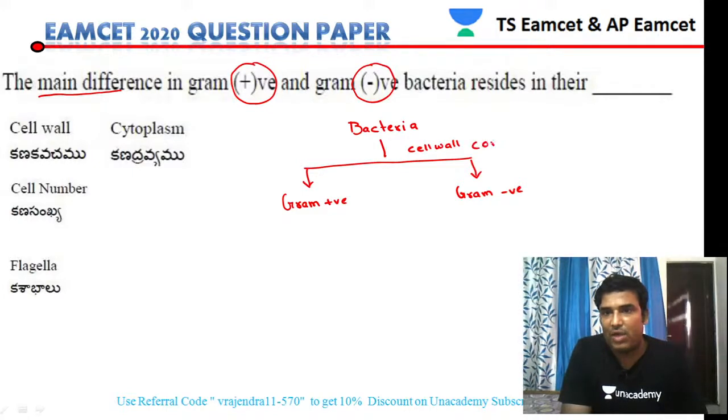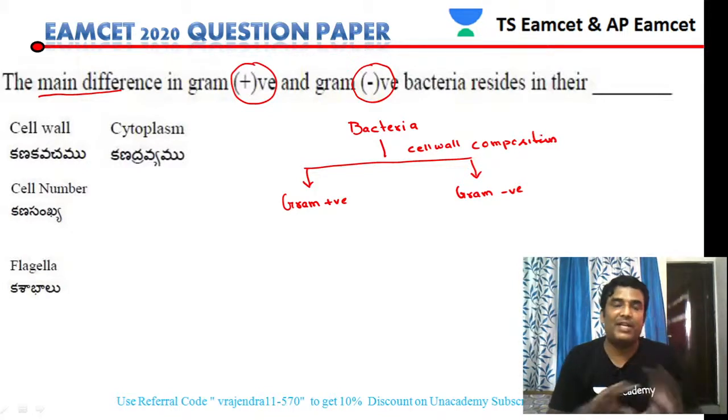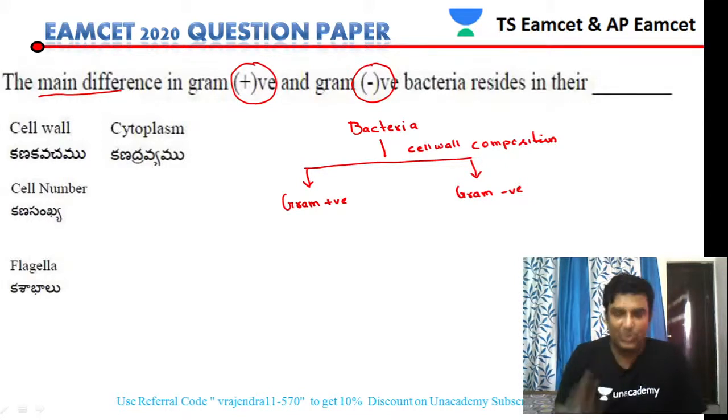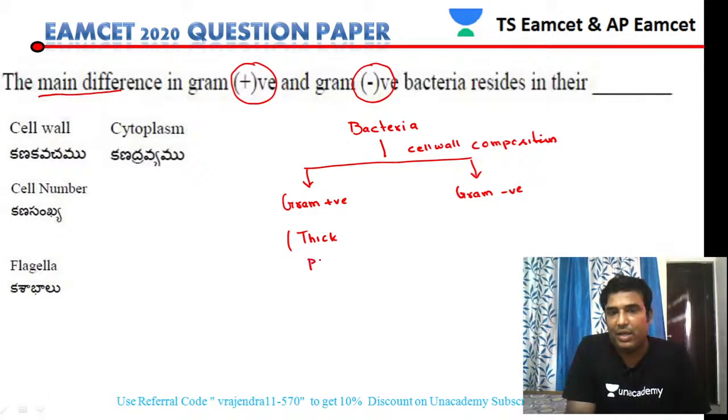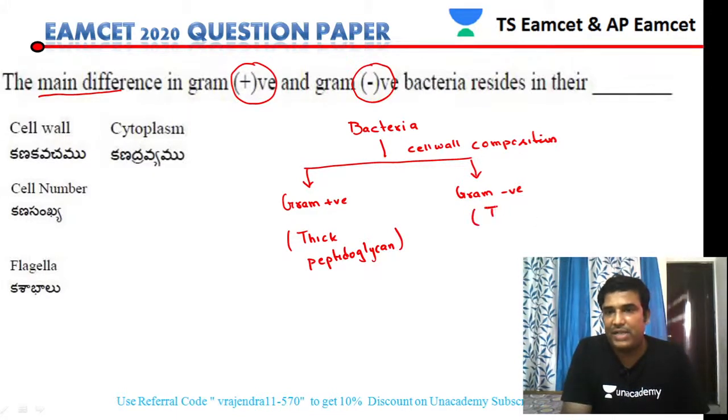That is the important point which you have to remember. Based upon the cell wall composition, bacteria are classified into gram positive and gram negative. If you see the major difference, gram positive bacteria have a thick peptidoglycan layer. In case of gram negative bacteria, it has a thin peptidoglycan layer. That is the major difference.